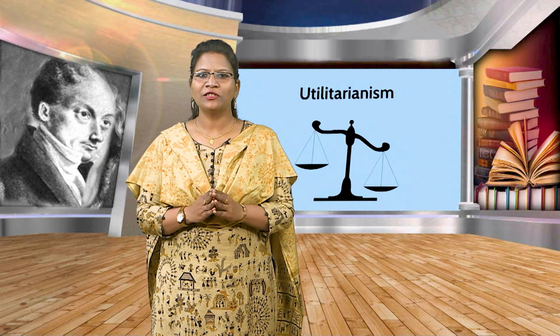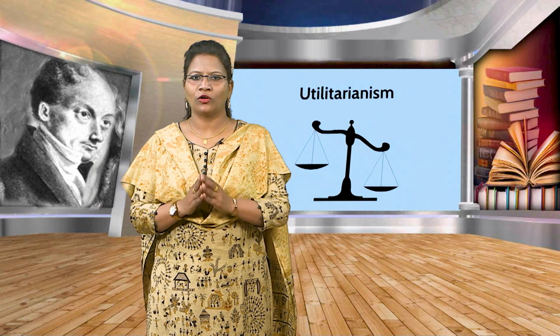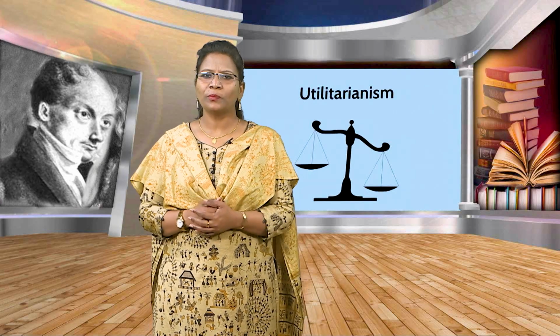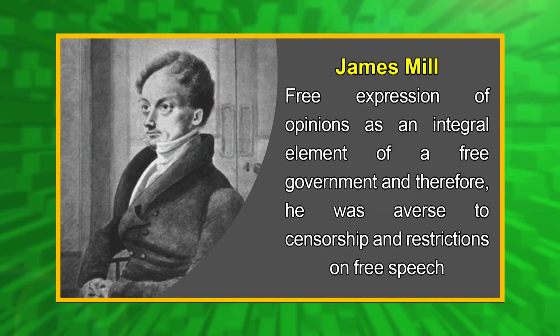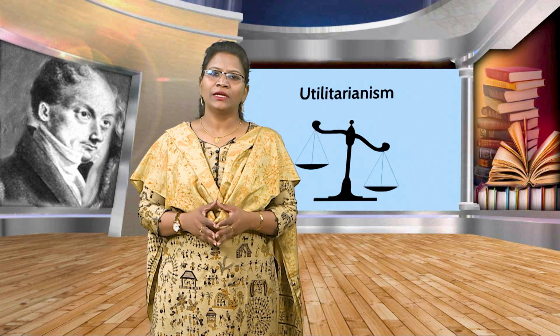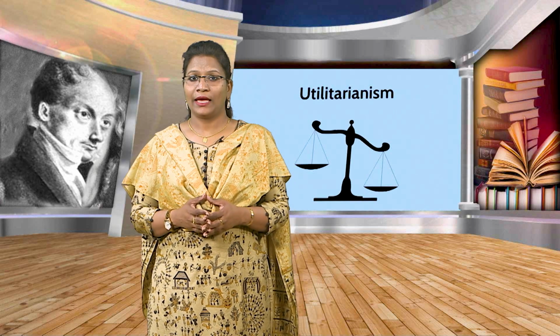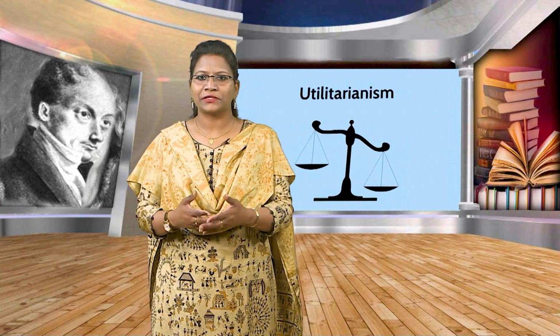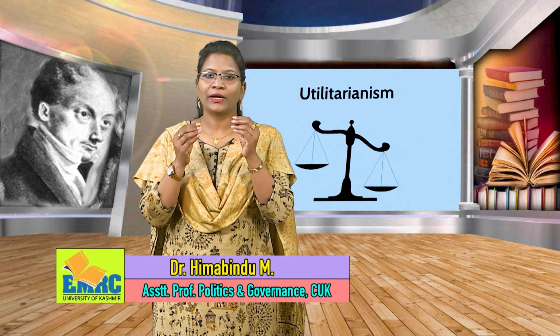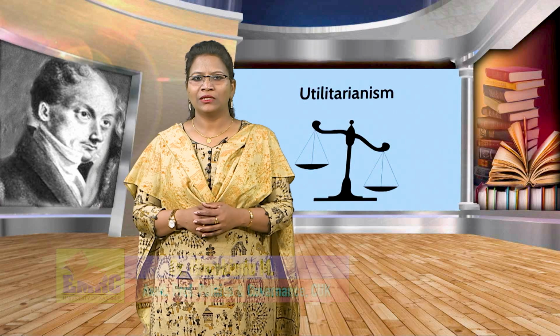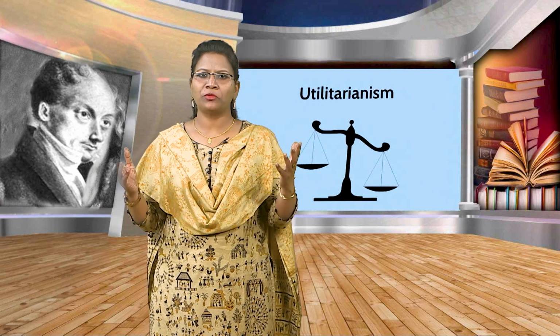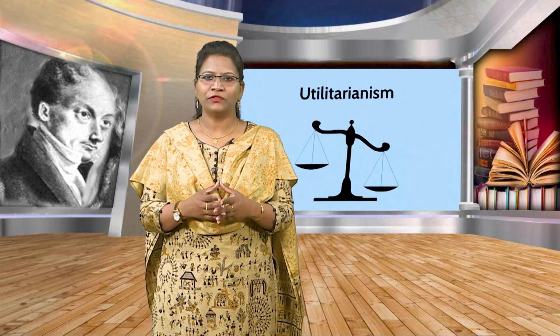James Mill saw freedom of the press as an essential part of proper government. This is so because he considered free expression of opinions as an integral element of a free government, and therefore he was averse to censorship and restrictions on free speech. Moreover, he also argued that an enlightened and informed citizenry is critical for any society. James Mill saw free speech and freedom of press critical for that endeavor as well.